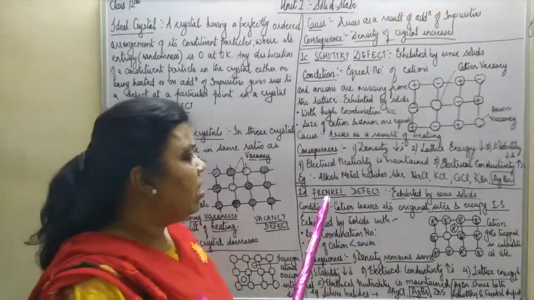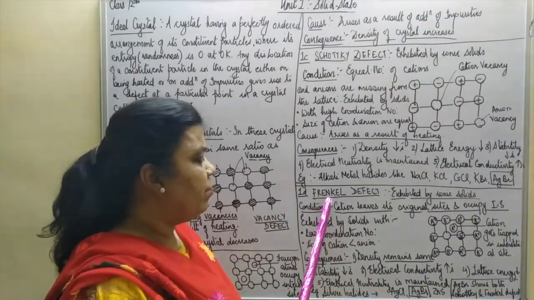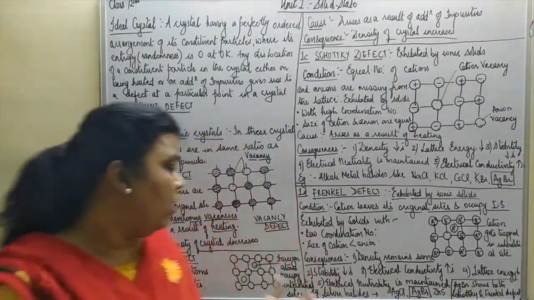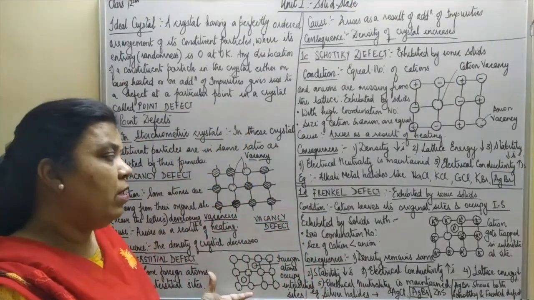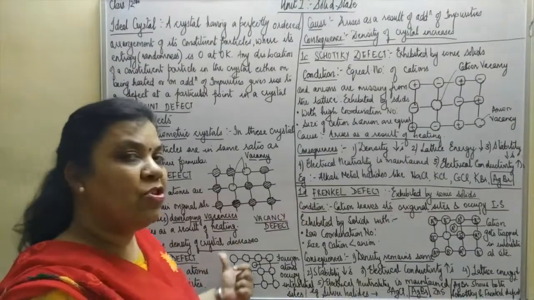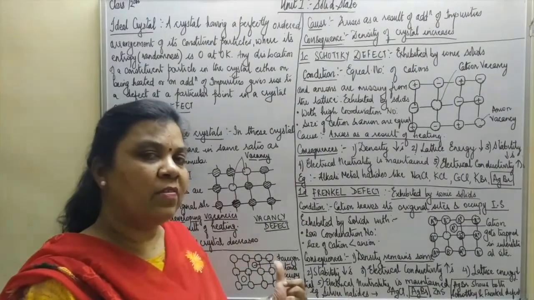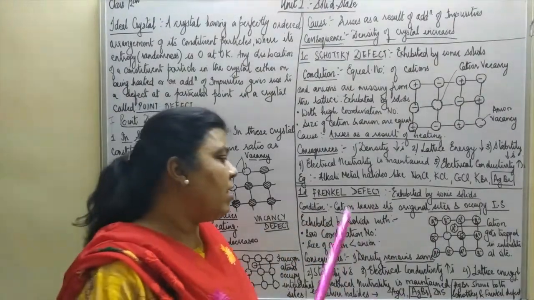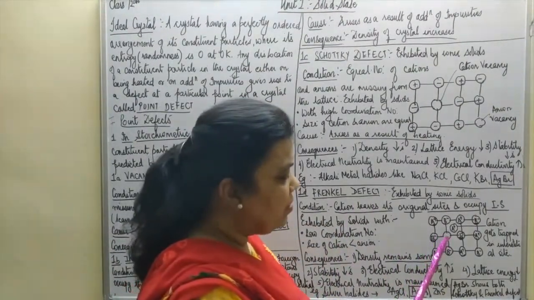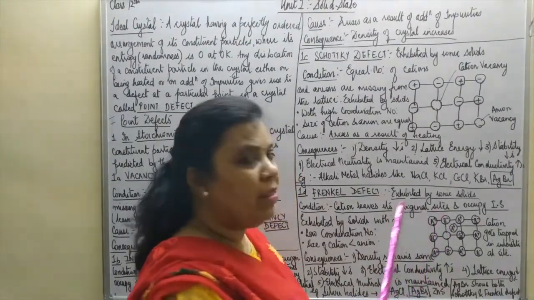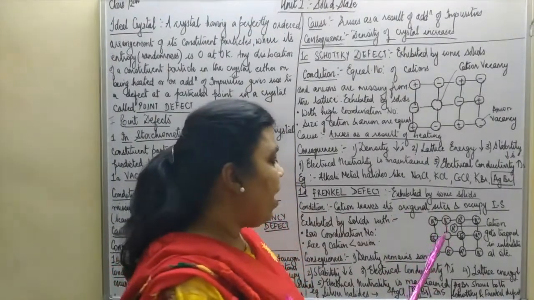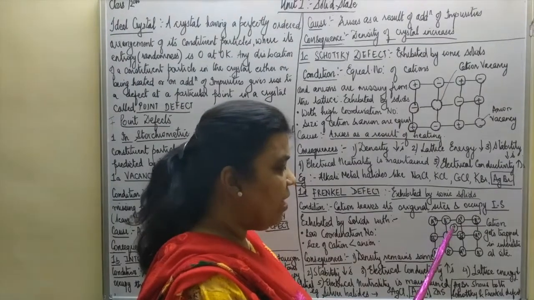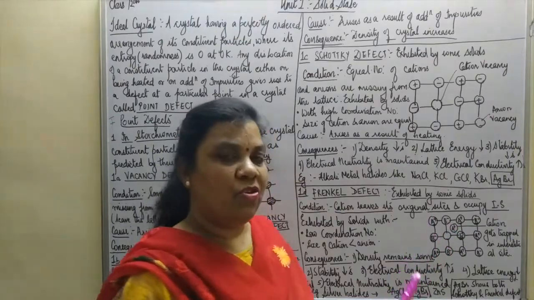Now we come to the next type of stoichiometric point defect, which is the Frenkel defect. Frenkel defect is just similar to the interstitial defect. The only difference between the two is that interstitial defect is shown by non-ionic solids, whereas Frenkel defect is exhibited by ionic solids. In this case, a cation will leave its original site and get trapped in the interstitial site. In Frenkel defect, what happens? Remember, the cation leaves its original site and occupies the interstitial site.